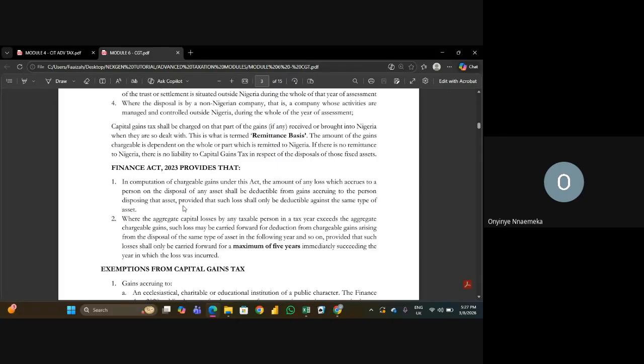So when you sell the same type of asset in the future, you are going to relieve the loss that you made in the past from that particular gain. Now, point two is saying that where the aggregate of capital loss by a taxable person in a year exceeds the chargeable gain, the loss can be carried forward to deduct from chargeable gains arising in the future from the same type of asset, provided that the loss is only carried forward for a maximum of 5 years immediately succeeding the year in which the loss was incurred.